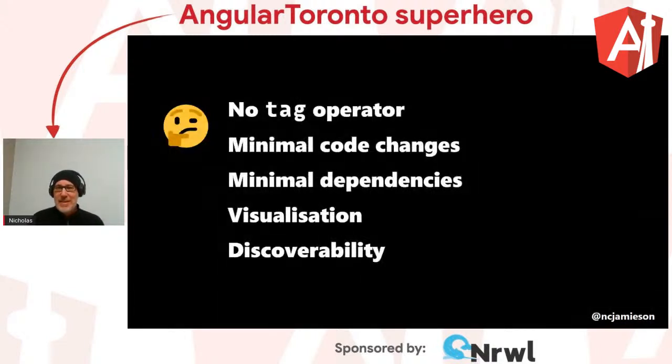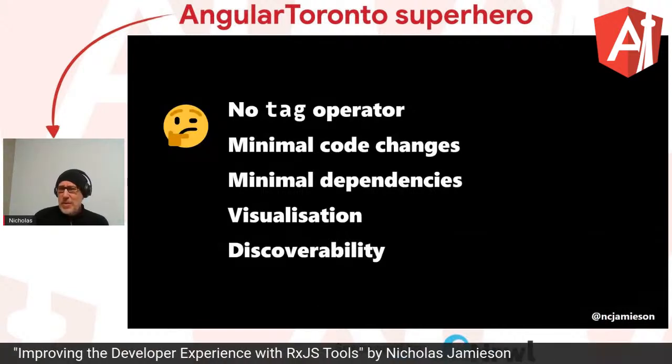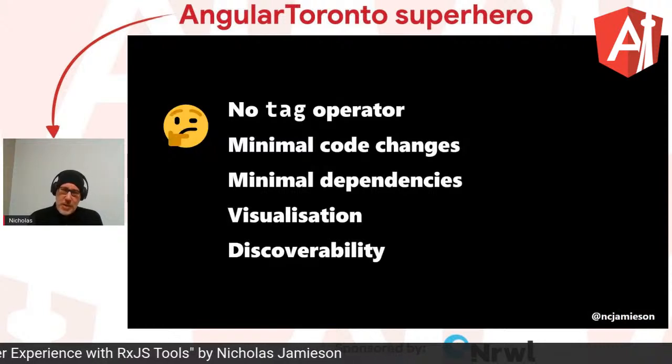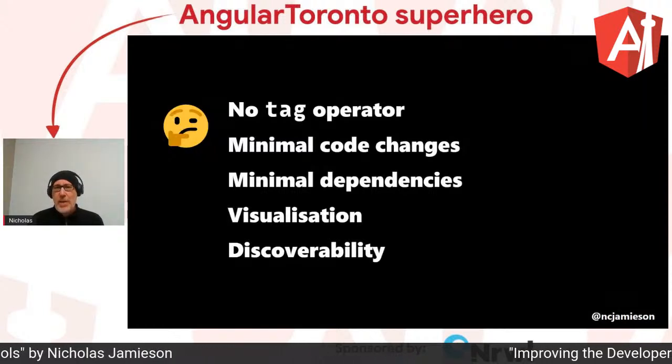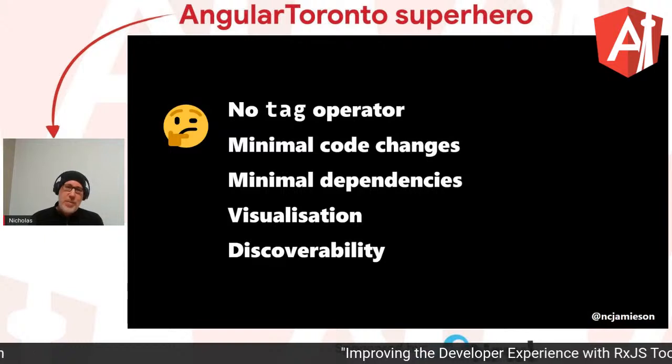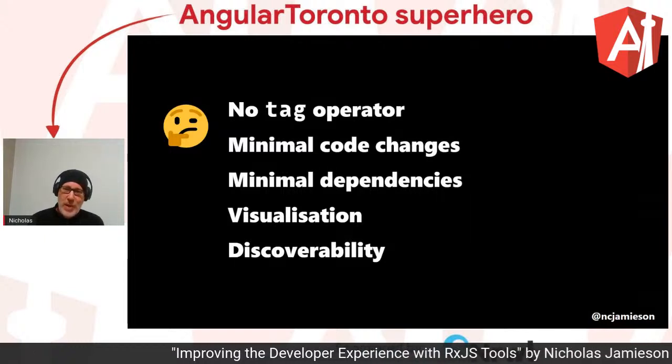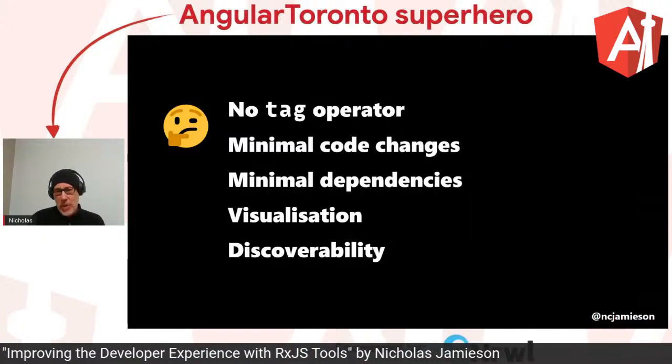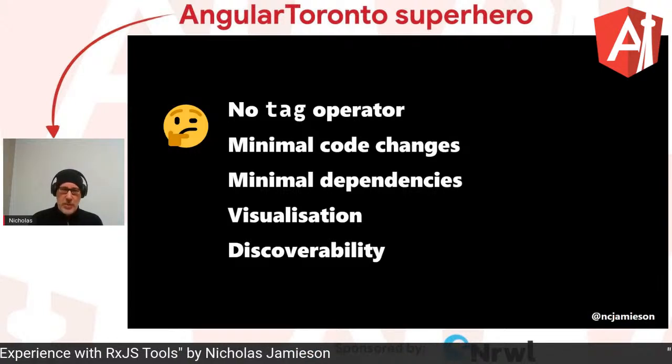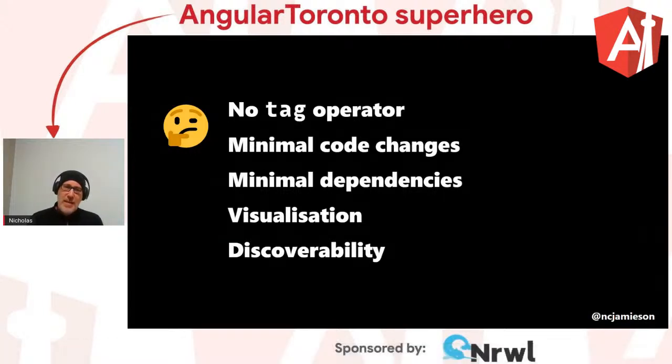So I did start thinking about the way that we could write a better set of tools for RxJS, ideally so that we didn't have to use a tag operator, so we didn't have to make any changes to our code. Also, so that we didn't have to include RxJS Spy or something equivalent to it in our app. Rather than importing something in our app, it would be nice to not have to do anything like that. And something where we could actually visualize what was happening with subscriptions.